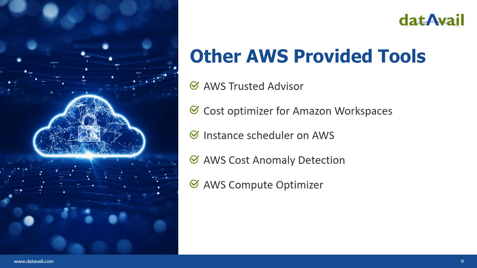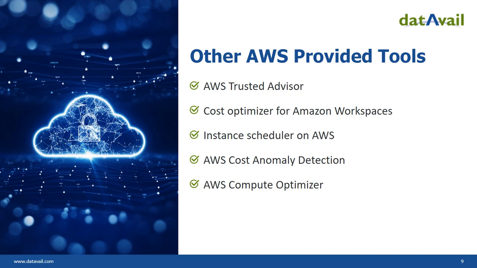If you have a lot of desktops on Amazon WorkSpaces, there's a cost optimizer tool for that. If you have a lot of production and non-production environments and you want to turn them on and off, we used to do it without a tool. We would write a Lambda to turn non-production environments on and off, for example. But now AWS has a tool called Instance Scheduler, where you schedule turning EC2s on and off, for example.